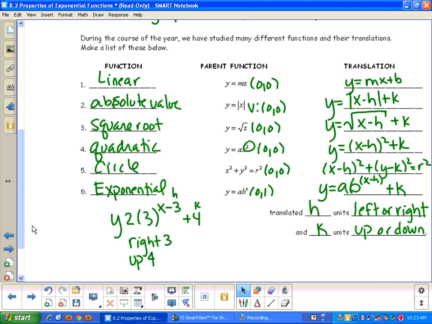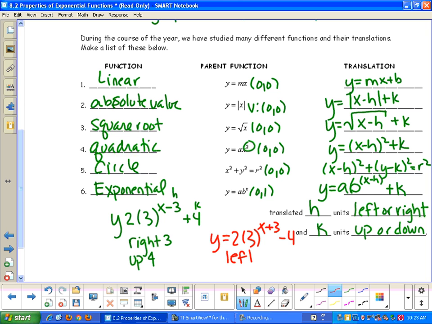So if instead I had the equation y equals 2 times 3 to the x plus 3 minus 4, this would move my equation to the left 3 and then down 4. So you always want to do the opposite of what you have for your h value, and your k value stays the same, just like we did in a lot of the other equations that we had.